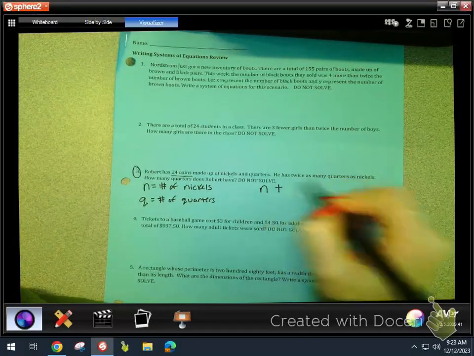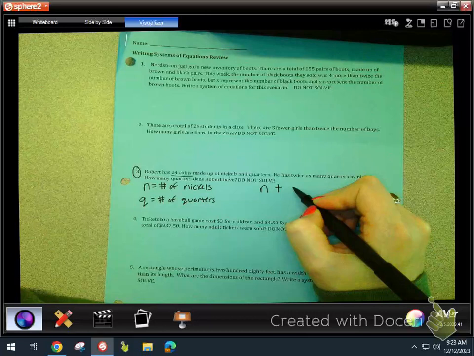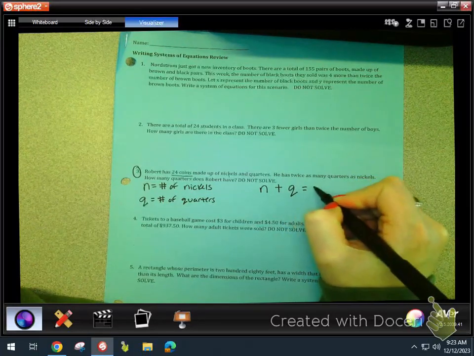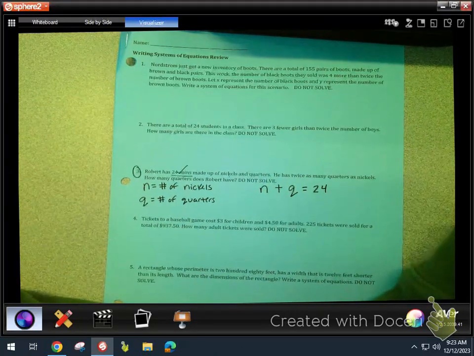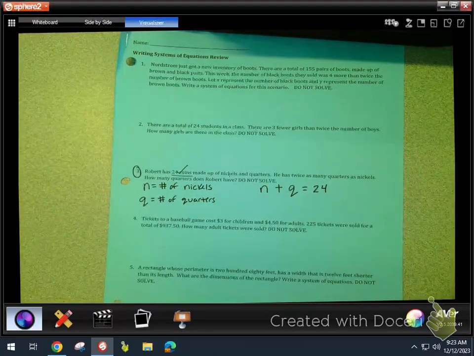N plus equals 24. That's kind of your, I would say, easy equation, okay?